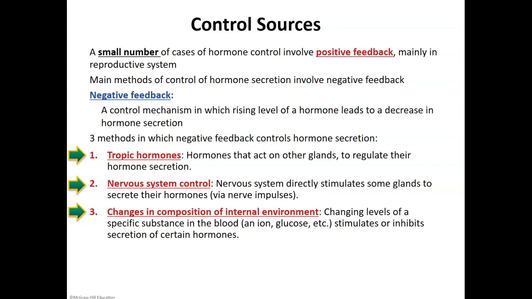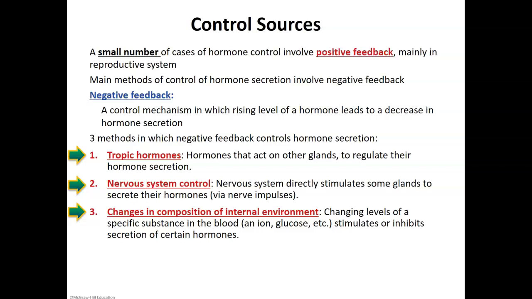So we'll talk about 3 different ways you can control turning off hormones. One of them, the first example, is tropic hormones. So basically what this means is that a hormone is going to act on something else. So the hormone comes from, let's say, the thyroid, and it is not going to act on the thyroid itself. It's going to go act on another site.